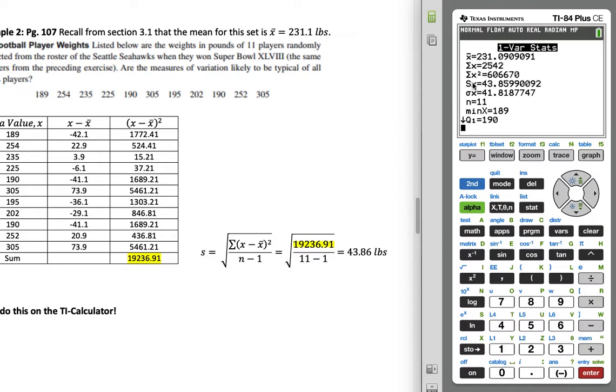And then here you'll see that Sx, that represents the standard deviation for our sample, which is 43.86, which is what we would have gotten if we calculated this manually. So that's how you use your calculator.